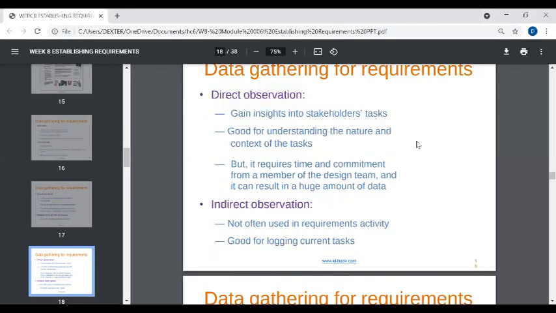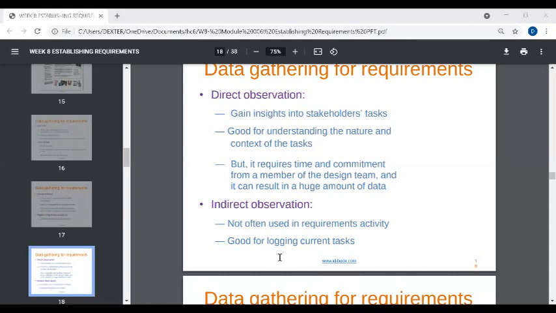Next, we have direct observation and indirect observation. Direct observation in the requirements activity is observation of the participants in their natural setting. It is used to understand the nature of the task and the context in which it is performed. Sometimes the observation is carried out by a trained observer who records their findings and reports them back to the design team. And sometimes the observation is carried out by or with a member of the design team.